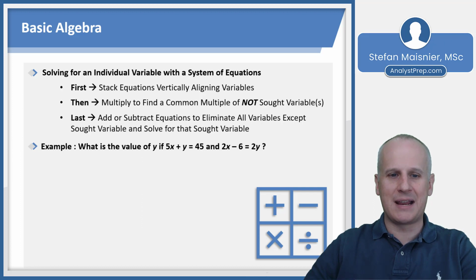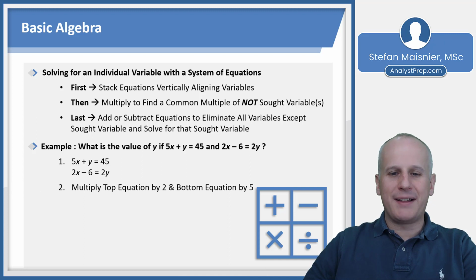So we've got an example. What is the value of y if 5x plus y is equal to 45 and 2x minus 6 is equal to 2y? Well, first, we're going to stack them. We're going to align it vertically. So we've got 5x plus y is equal to 45. 2x minus 6 is equal to 2y.